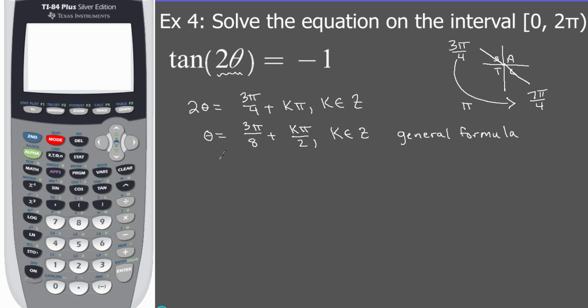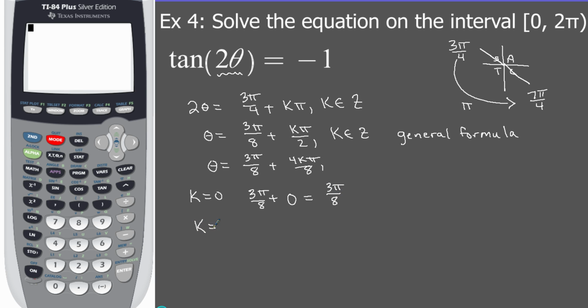But before I do that, I'm going to get a common denominator here, because that'll make things a little bit easier for me. So I'm going to rewrite k pi over 2 as 4k pi over 8. Now when I do that, if I let k be 0, then I'm going to have 3 pi over 8 plus 4 times 0 pi over 8. Well, that part's going to give me 0. So that's going to return a value of just 3 pi over 8.